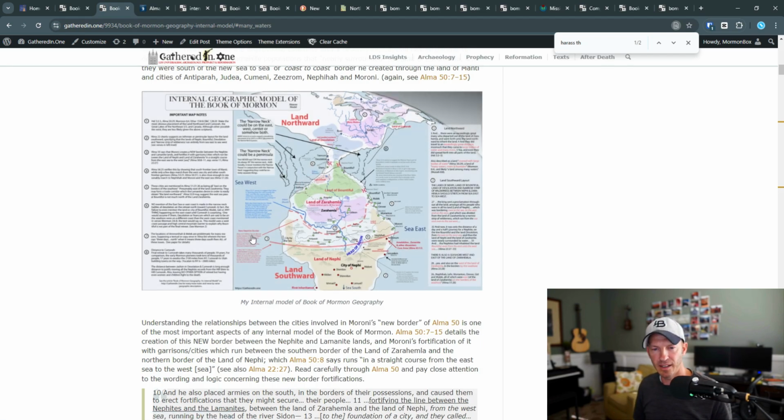And also we talked a lot about the Riverside and how it probably formed a border and how it likely runs from east to west.